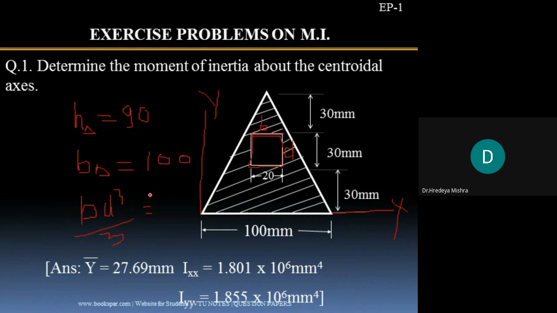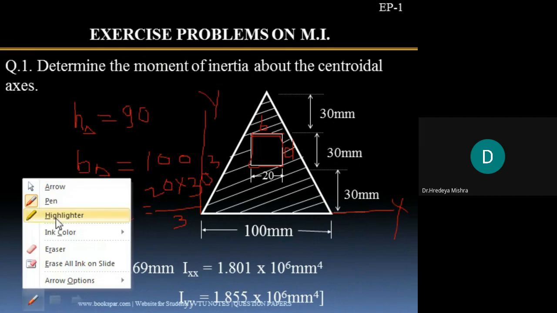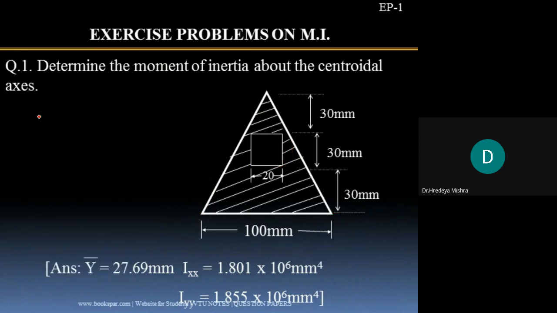You just put B is 20 into 30 cubed divided by 3. So this value you have to subtract. We should subtract this value. I just write the formula and you can go through it. You have to solve the area.